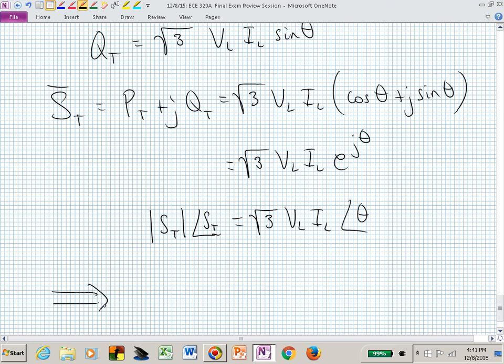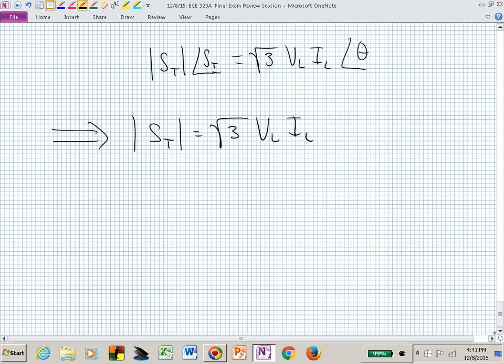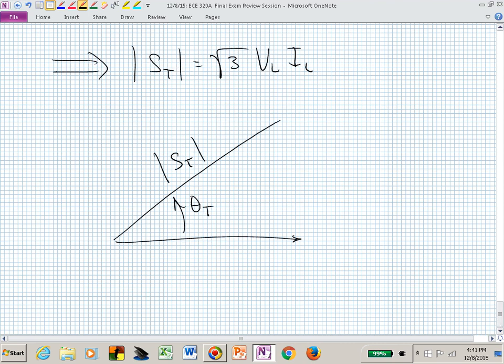If we now use this, the square root of 3 V line, I line, I'm saying this is S sub t, and this is theta sub t, which we haven't yet found. But we know the horizontal piece is 43,600 watts, and we know the vertical piece is up because it was positive, j24,800 VARs.